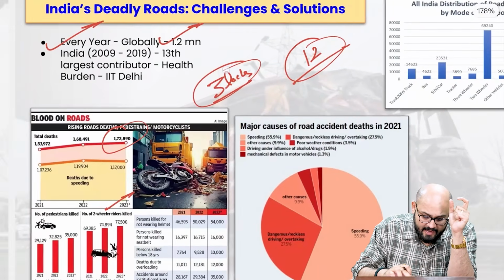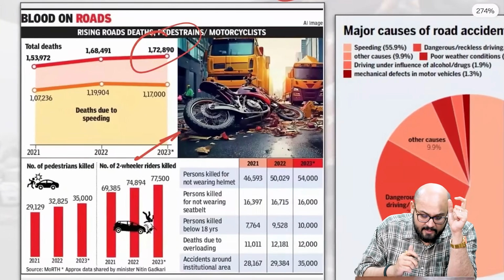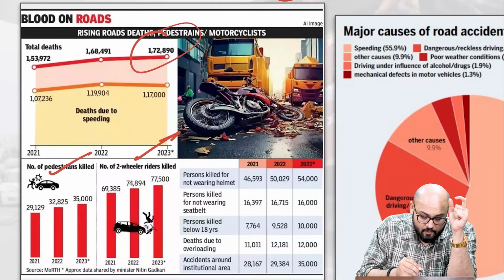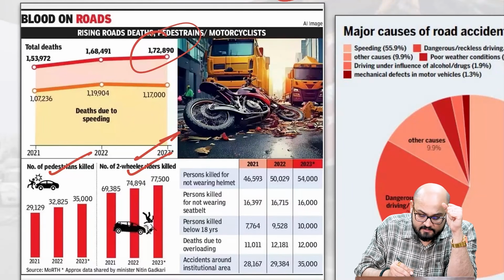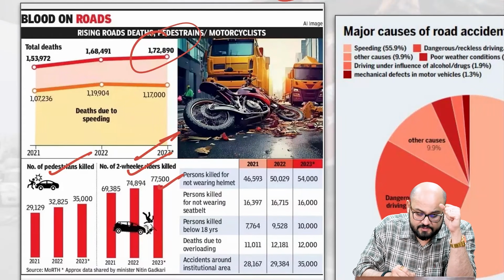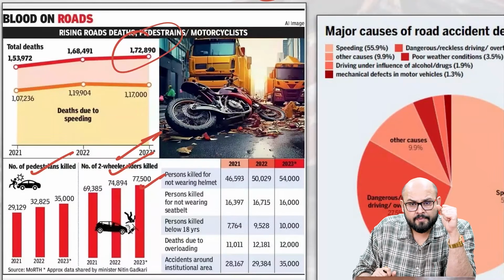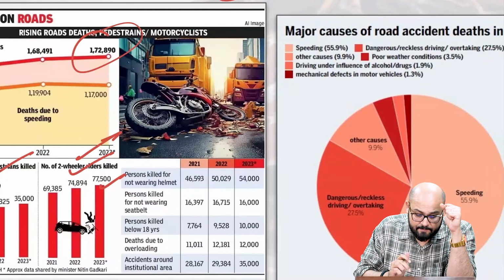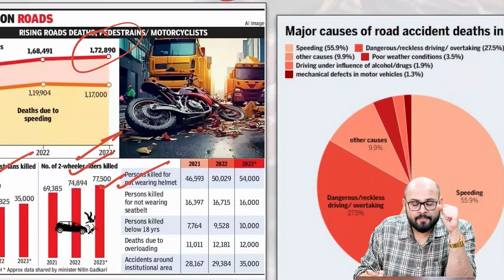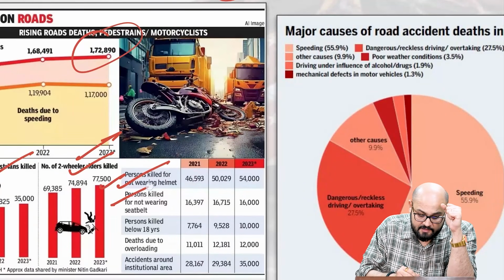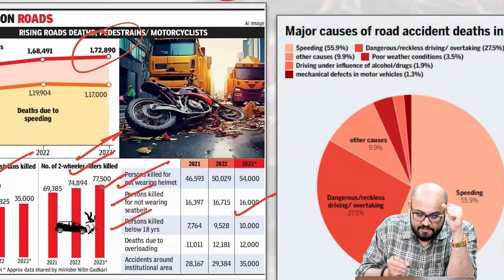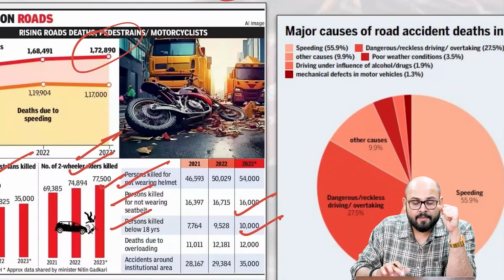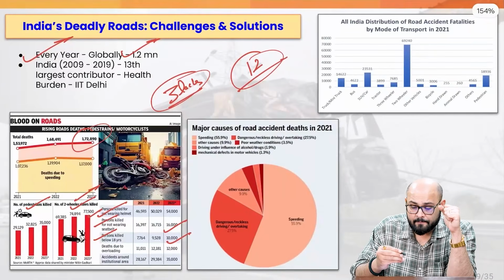Also look at this data: the number of pedestrians killed was more than 35,000 in 2023. The number of two-wheeler riders killed was almost 77,500 in 2023. Persons killed for not wearing a helmet, almost 54,000. Persons killed for not wearing a seat belt, 16,000. Persons killed below the age of 18 years, 10,000. Again, very important data which I would like to give you.